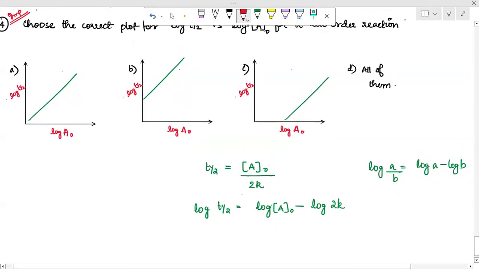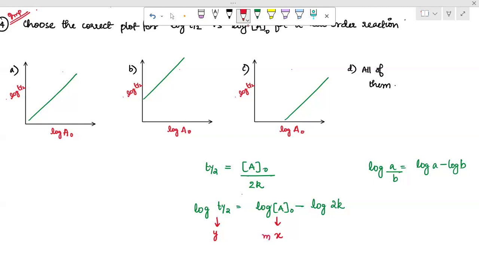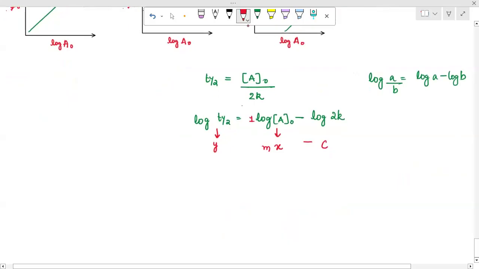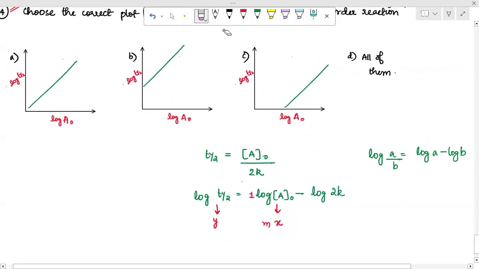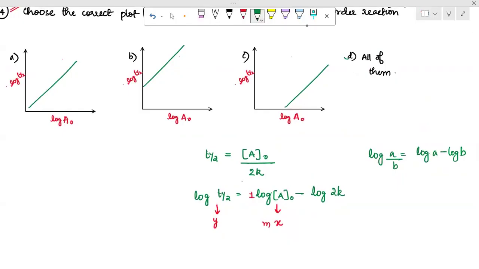All right. So this is of the form where we have the y term along the y-axis, log t half, and we have the x term as well, correct, along the x-axis. And this is of the form y is equal to mx plus c. So the slope, the coefficient, is 1, and this is the intercept. Now there are three options given. All these are correct, and I'll explain how.